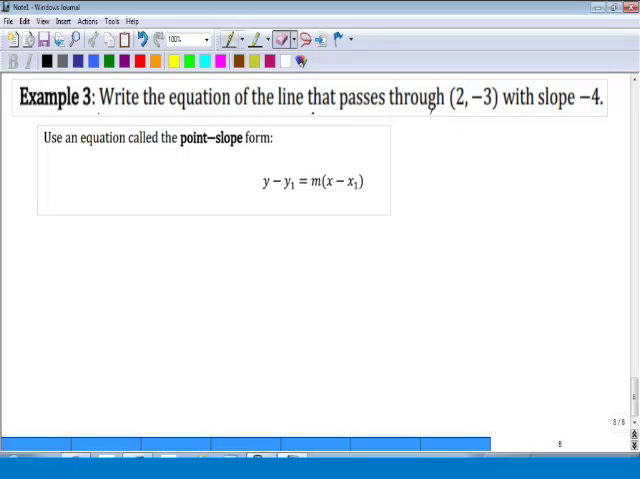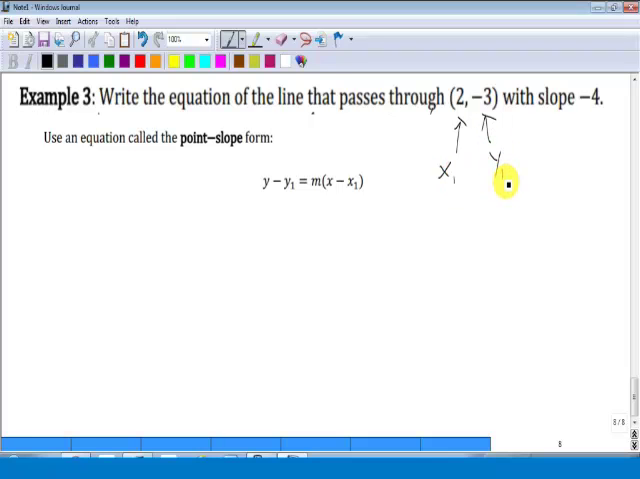So here it goes. The point that we have, our x sub 1 and our y sub 1, is 2, -3. So this is going to be y minus -3 equals -4 times x minus 2. Substitution. You're not solving anything, just substituting the coordinates of the point for the x sub 1 and y sub 1. Substitute the -4 for the m. This is an equation of the line that goes through the point 2, -3 and has a slope of -4. And we've done nothing other than just substitute.